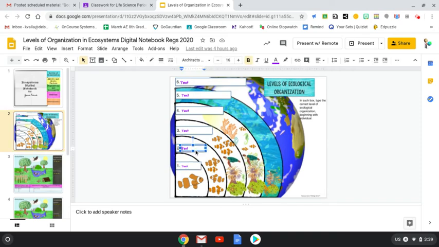Next, number 2, the second largest level, a group of Nemos together. So Nemo and Marlin, okay, that constitutes a what? That would be a population. And then go on and so forth. Okay, so they're your different levels.